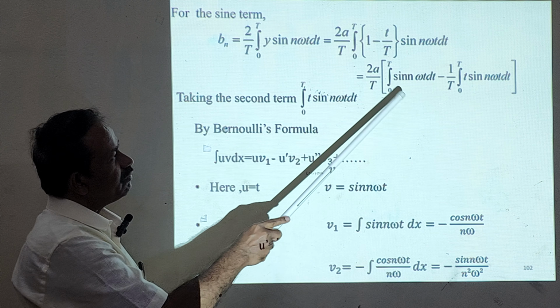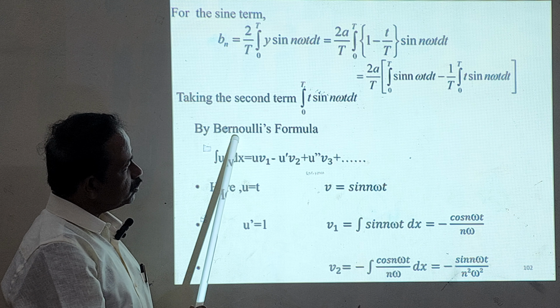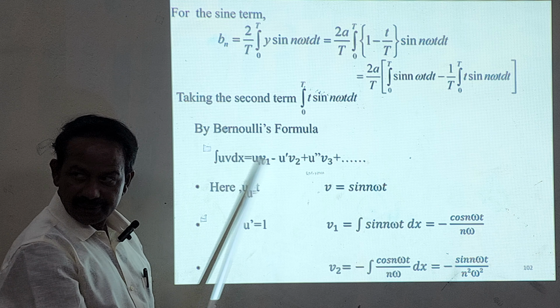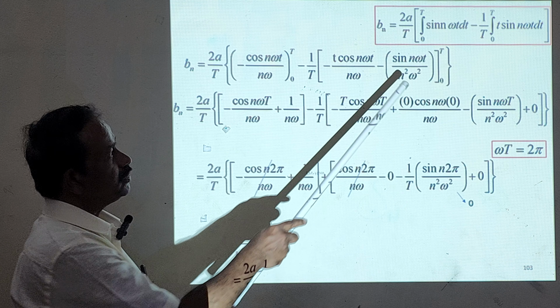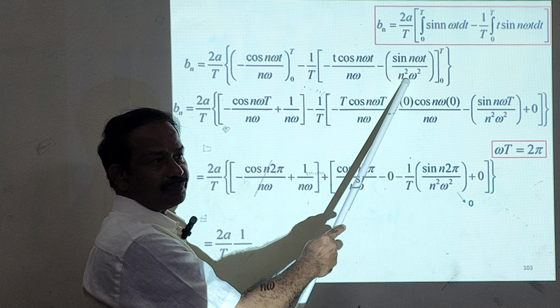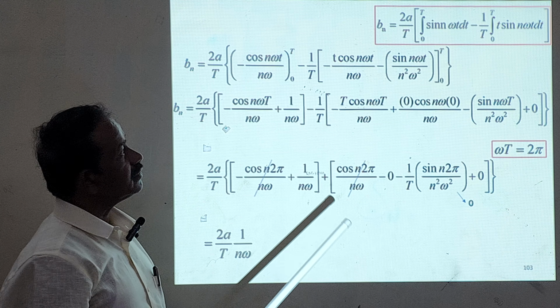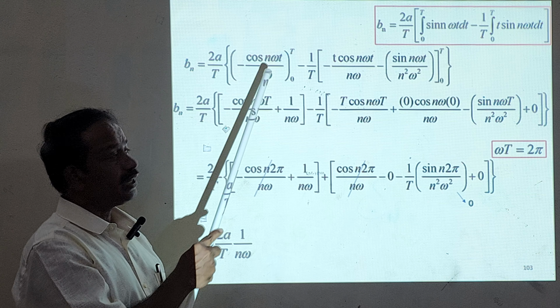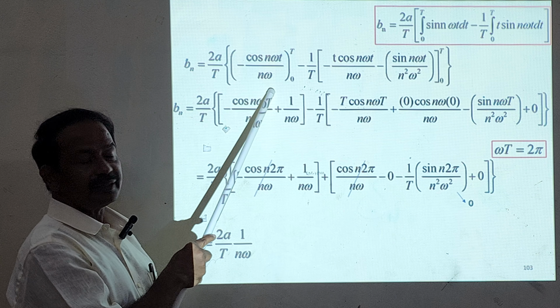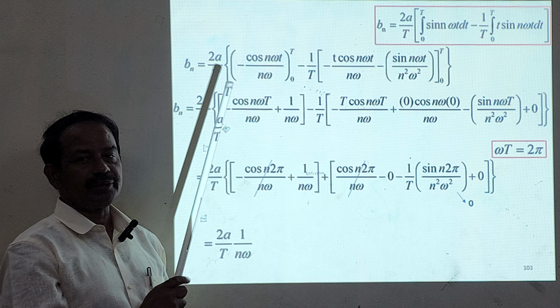See here, we have taken only the second term and used Bernoulli's formula, and we have obtained the results for the second term. So I have inserted here the second term, and this is for the first term. First term is here, integration of sine n omega t dt. On integration that will give you minus cos n omega t divided by n omega. Now you have to substitute the upper limit and lower limit.